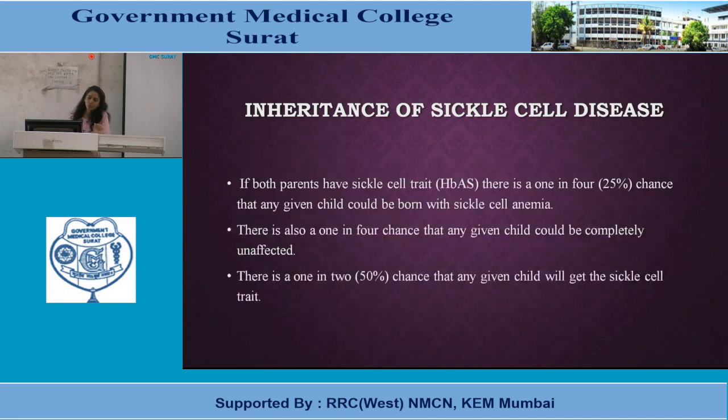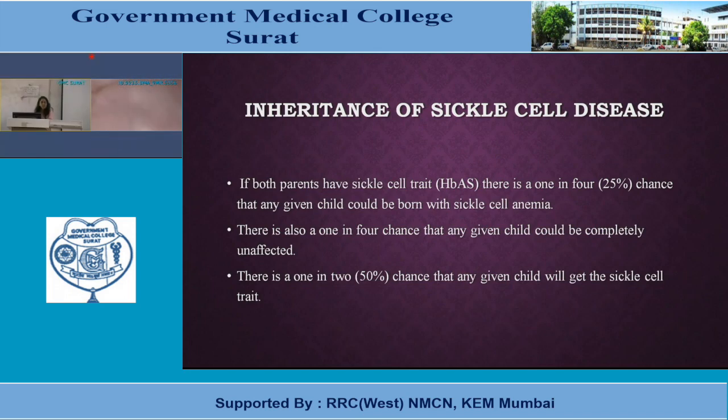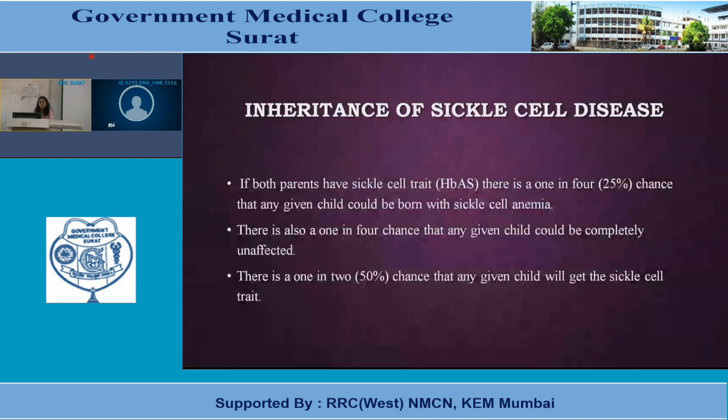Then the second scenario: if both parents have sickle cell trait, there is a 1 in 4 chance that any given child will be born with sickle cell anemia, because both have sickle cell trait and will transmit their gene to the baby. So the mother and father do not have sickle cell anemia, they have only the trait, but the baby can manifest anemia, and the rest 50% may manifest as trait, and there is a 25% chance the baby will be normal. Okay.